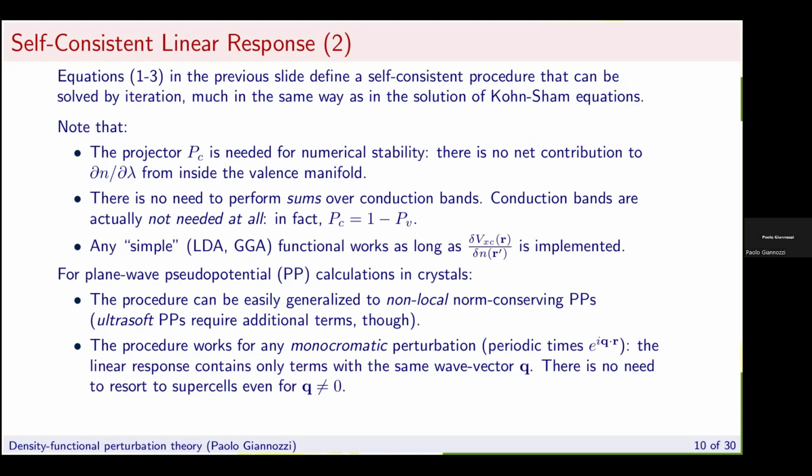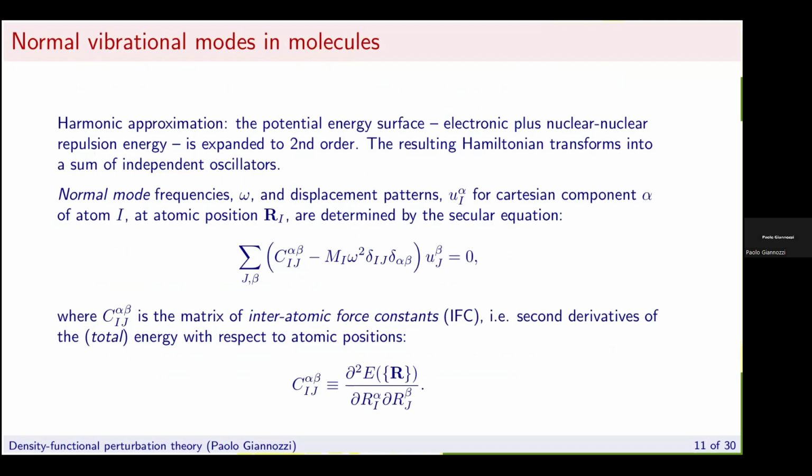Now, the typical application for this machinery, for this approach, is the calculation of vibrational modes in molecules. Why? Because in the harmonic approximation, what we do is that we expand the potential energy surface around a set of equilibrium positions up to second order, and we obtain a harmonic Hamiltonian that can be transformed in an exact way into a sum of independent oscillators known as normal modes. So this is what the textbook says about vibrational properties.